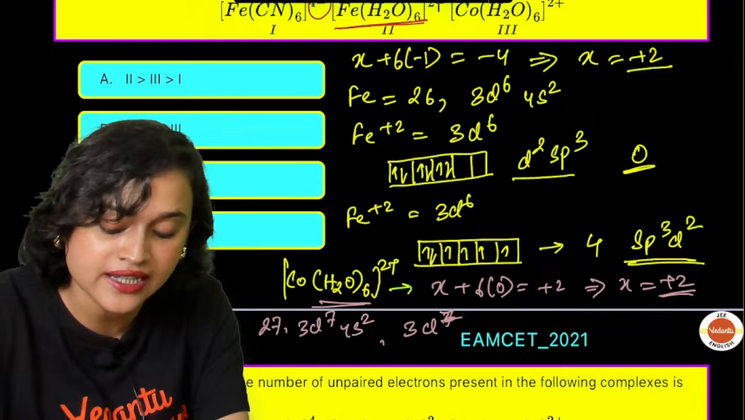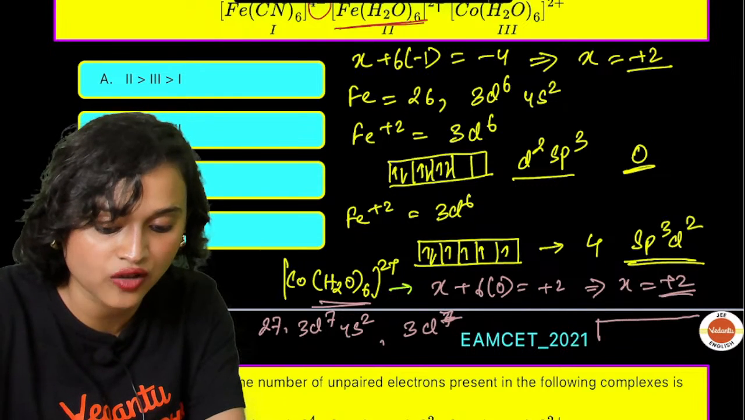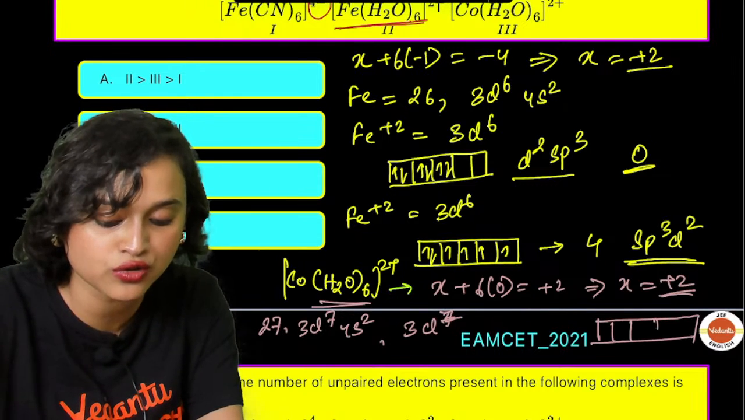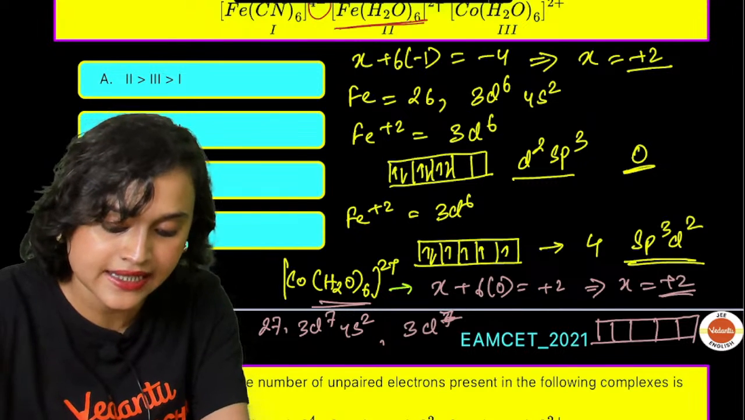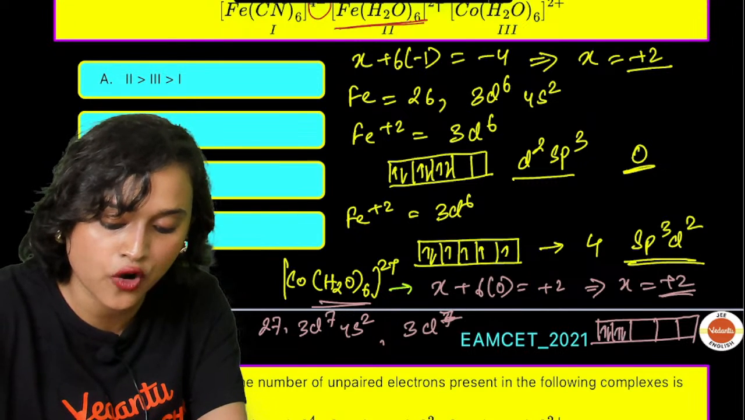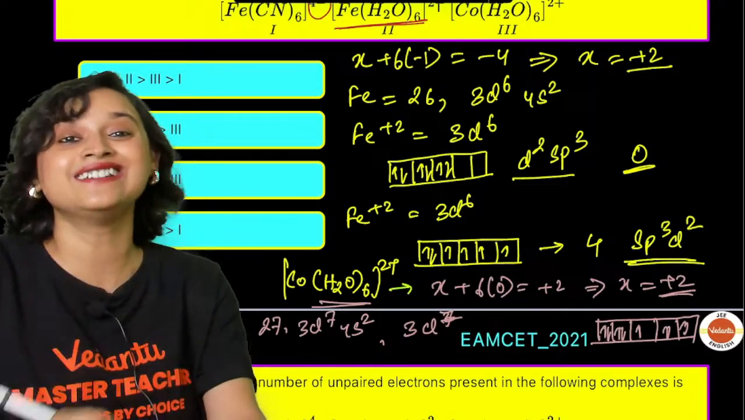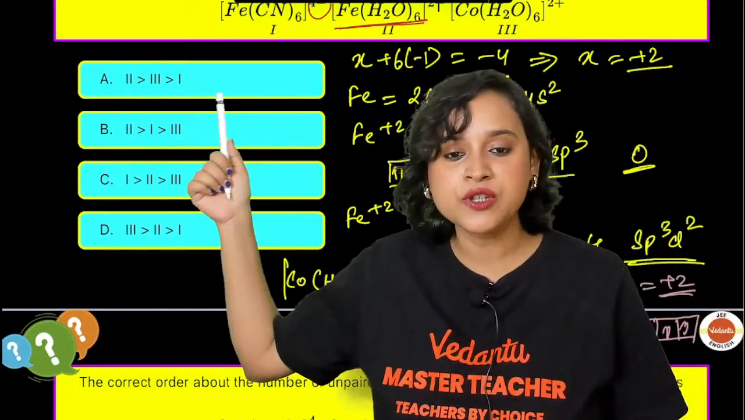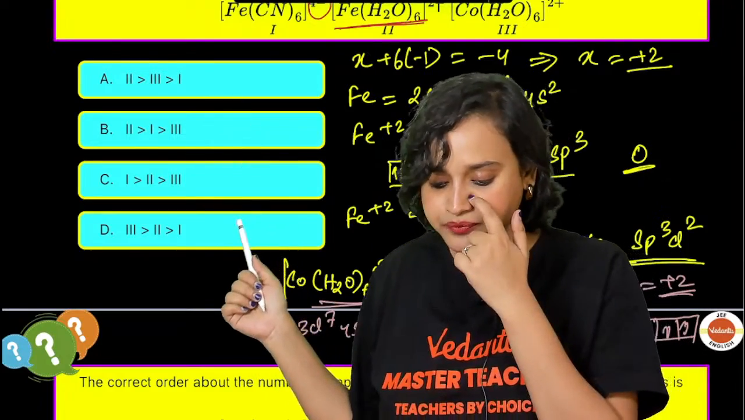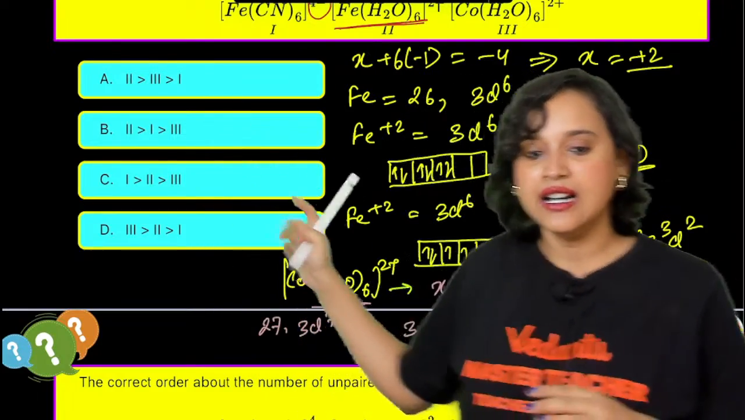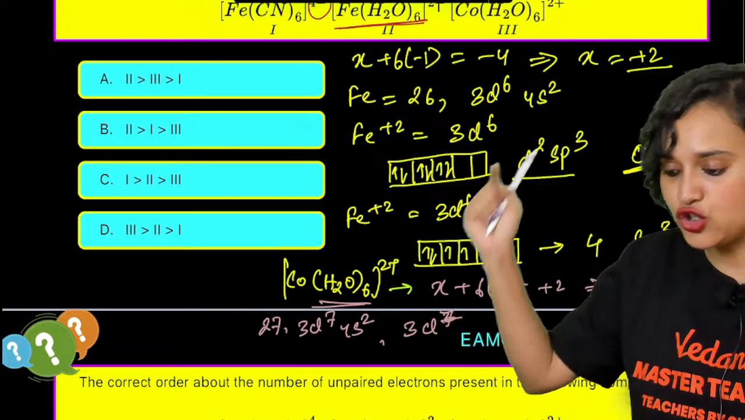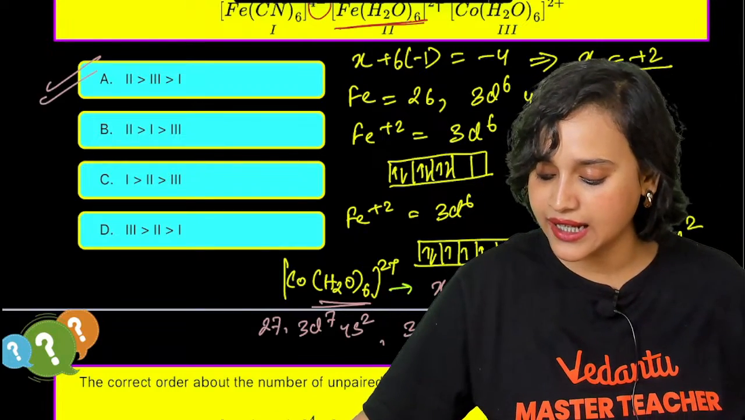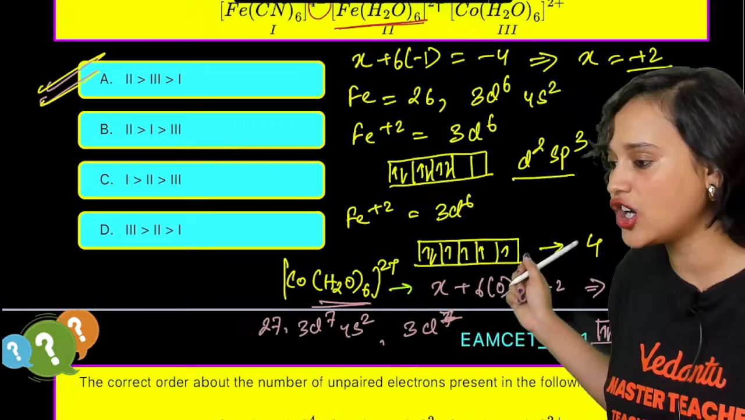So here, see everybody, this is how the orbital will look like: 1, 2, 3, 4, 5. 7 electrons, right? 1, 2, 3, 4, 5, 6, 7. Here we will have 3 unpaired electrons. So I think the correct option is: 1 has the least, then it is 3, and then it is 2. So option A is your correct answer. Am I right, guys?